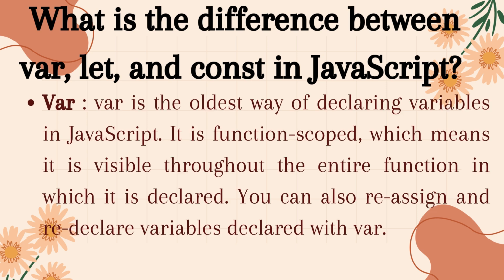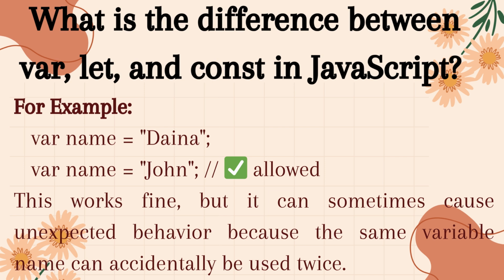1. Var. Var is the oldest way of declaring variables in JavaScript. It is function scoped, which means it is visible throughout the entire function in which it is declared. You can also reassign and redeclare variables declared with var. For example, if you declare a variable called name using var, and then declare it again, JavaScript allows it. But this can create unexpected behavior, because the same variable name is being used twice.